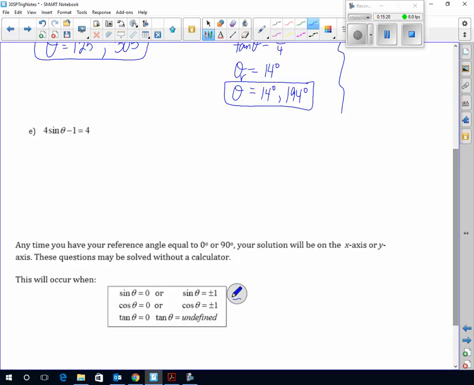So 4 sine theta equals 5, so sine theta equals 5 over 4. When you punch this in your calculator, you will get an error. But at some point, you're going to have this on the non-calculator part, and you have to know something about the trig ratios. Okay, so I'm going to give you a little picture here.